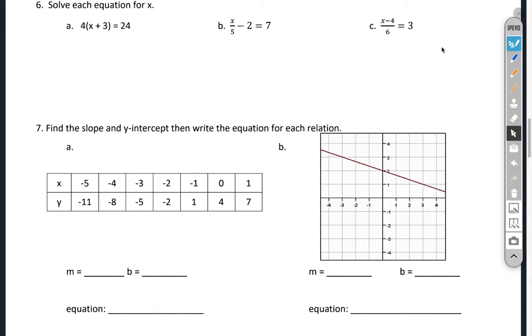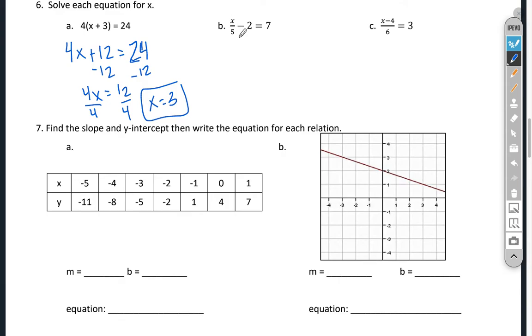All right, now we're just solving for x. So this is easy. Hopefully you remember this from chapter 1. We're just solving for x. So we need to distribute this out. So we would have 4x plus 12 equals 24. And we're going to subtract 12. We get 4x equals 12. Divide by 4. And x equals 3.